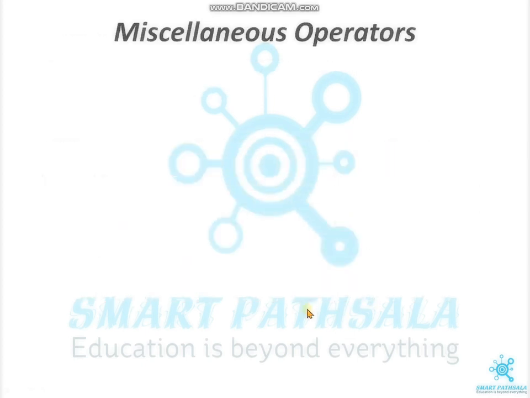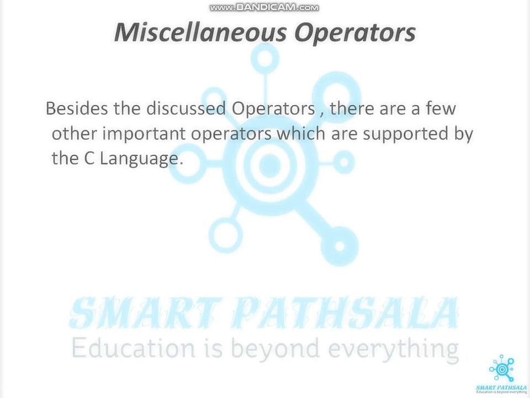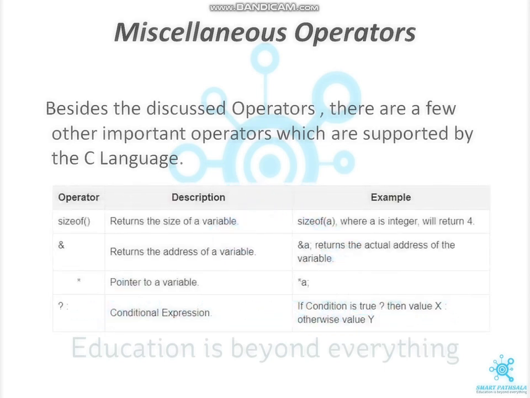Next, what are miscellaneous operators? There are some operators which don't come under any category, so they are collectively called miscellaneous operators. Now what are the miscellaneous operators? The different miscellaneous operators are sizeof. Now what is the sizeof operator? It returns the size of any variable. When you use this operator in any program, it returns the size of the variable. Like if we use sizeof A, where A is an integer, the result returned will be 4.